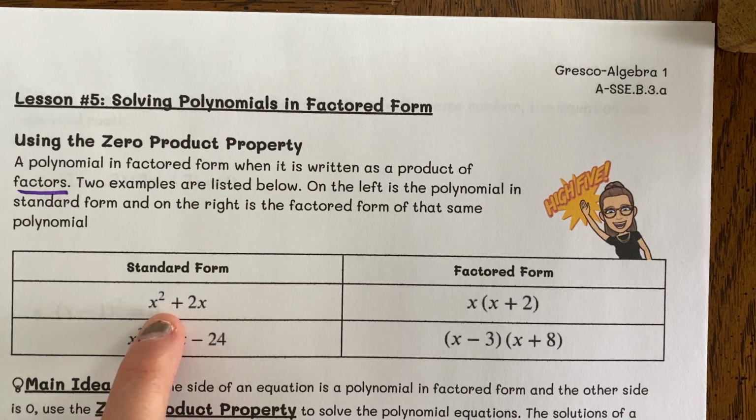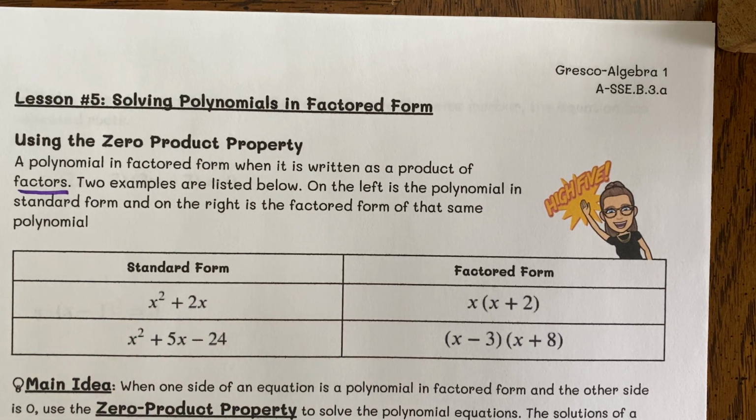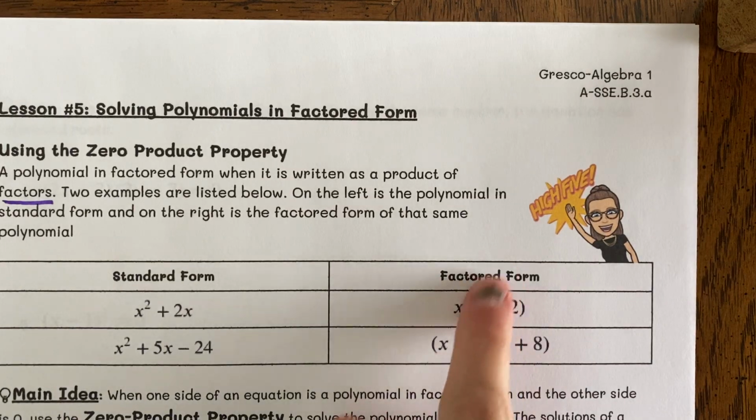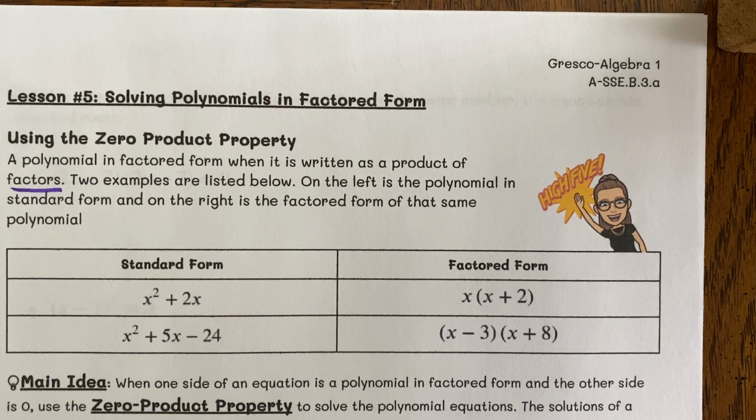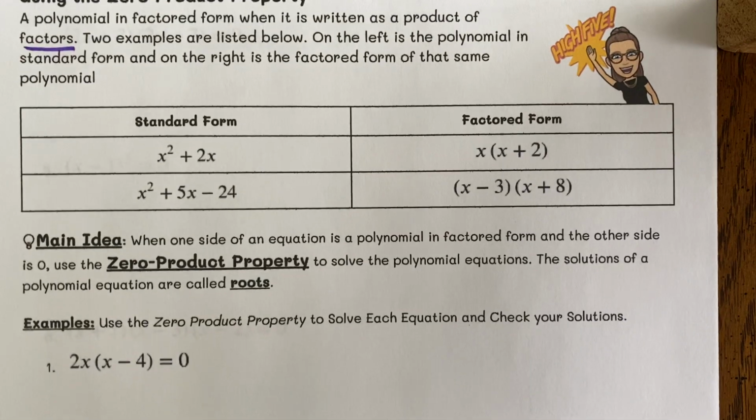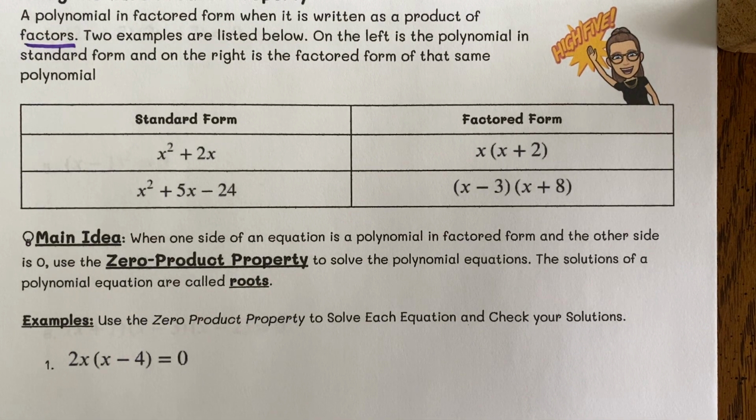So this is a polynomial in standard form, and we kind of saw that last week when we had to write polynomials in standard form. And then this side over here on the right is factored form, and we're going to learn later on in the chapter how to factor, but today we're going to just solve polynomials that are in this form. And in order to solve that, we're going to use the zero product property.